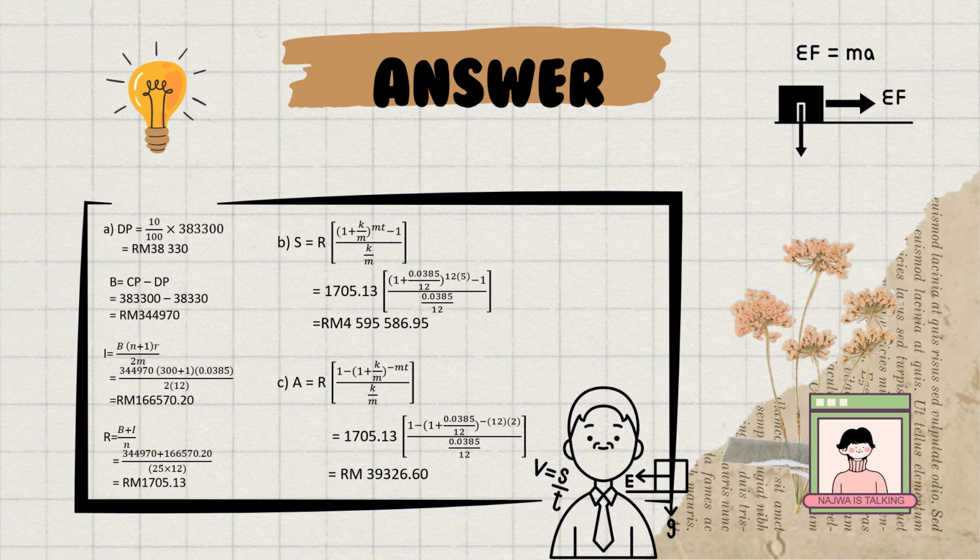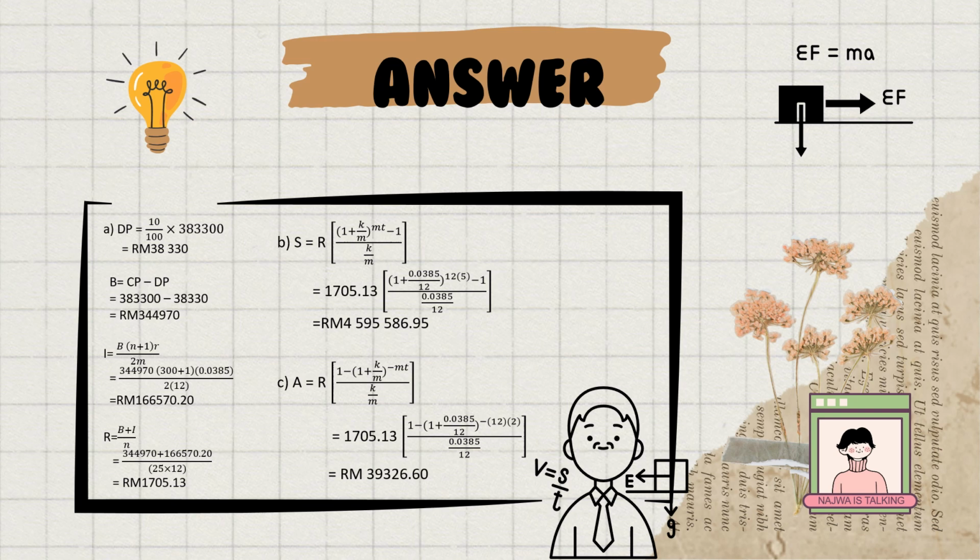B. If Hazim failed to pay for the first 4 payments, find the amount he should pay on the 5th payment to settle all the outstanding arrears. For this question, we use S equals R times ((1 plus k divided by m) to the power mt, minus 1) divided by (k divided by m). So 1,705.13 times ((1 plus 0.0385 divided by 12) to the power 5, minus 1) divided by (0.0385 divided by 12). The final answer will be 4,595,586 ringgit 95 cents.